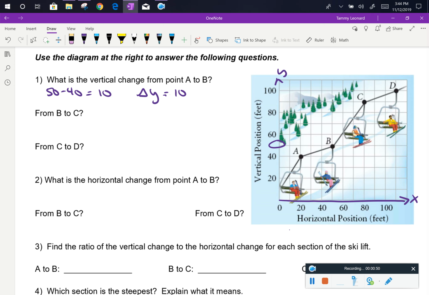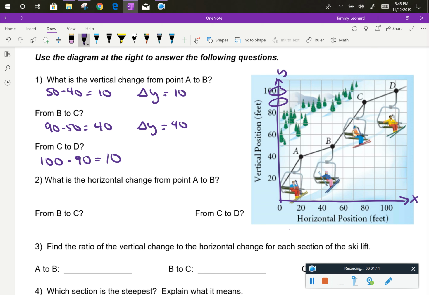From B to C, we can see that we're going from 50 up to 90. So 90 minus 50 is 40. So the change in y on that interval is 40. From C to D, we just go from 90 up to 100, and when we do that subtraction, we get 10. So the change in y is 10.